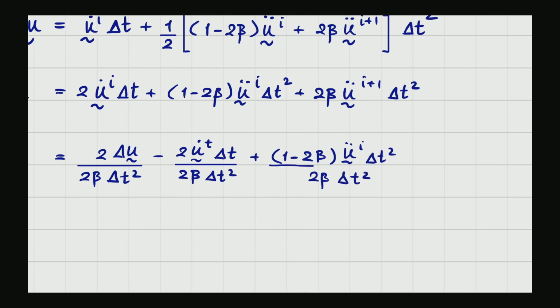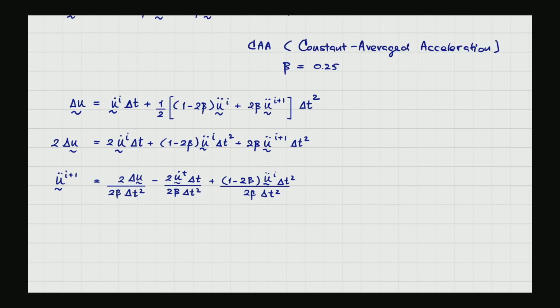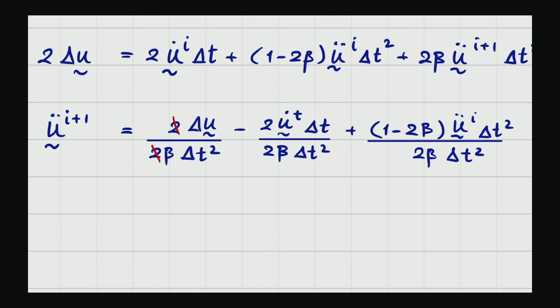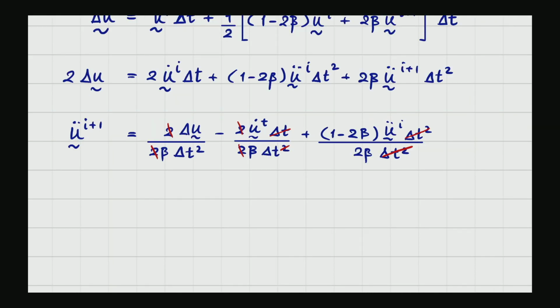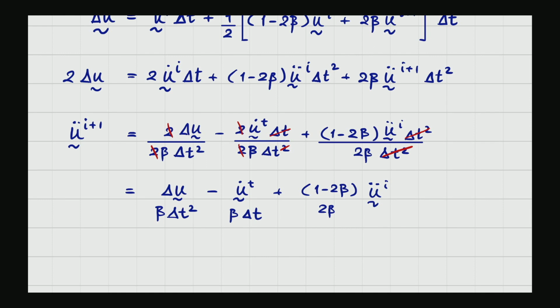So we're going to fix all of this to cancel out. Just beta cancels out, delta t cancels out, delta t square cancels out, and you have just that remaining. So that is equal to delta u divided by beta delta t square, that's the first term, minus the u dot at step I divided by beta delta t, and then plus (1 minus 2 beta) divided by 2 beta, which is just the coefficient of u double dot I. That's it.